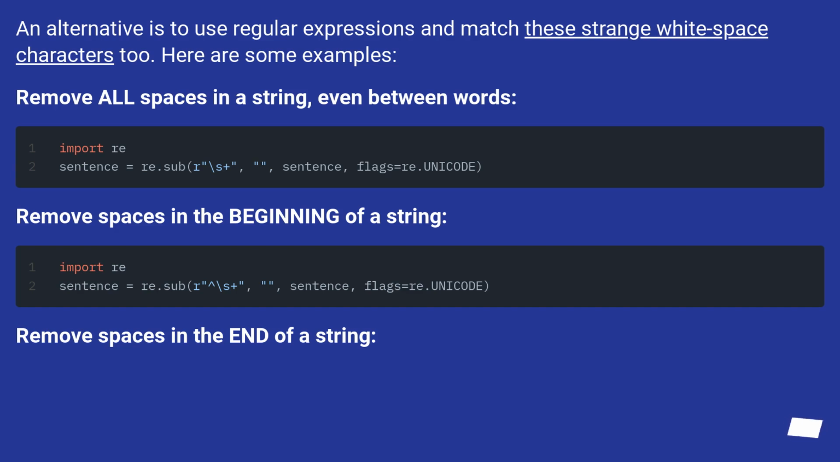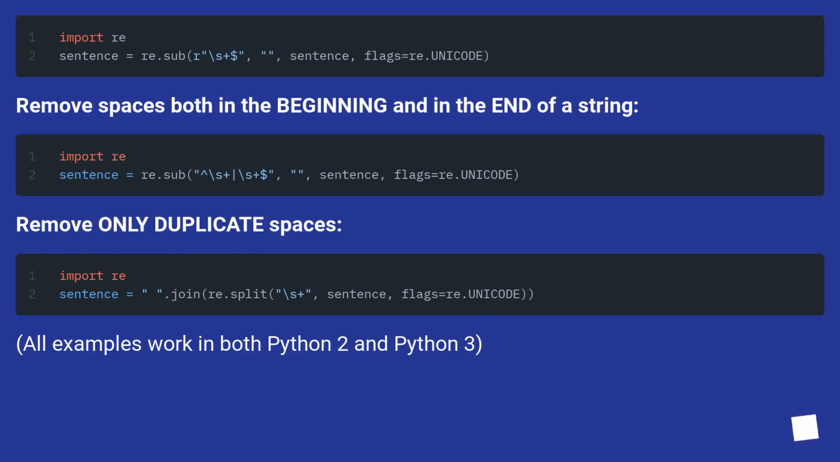Here are some examples. Remove all spaces in a string, even between words. Remove spaces in the beginning of a string. Remove spaces in the end of a string. Remove spaces both in the beginning and in the end of a string. Remove only duplicate spaces. All examples work in both Python 2 and Python 3.